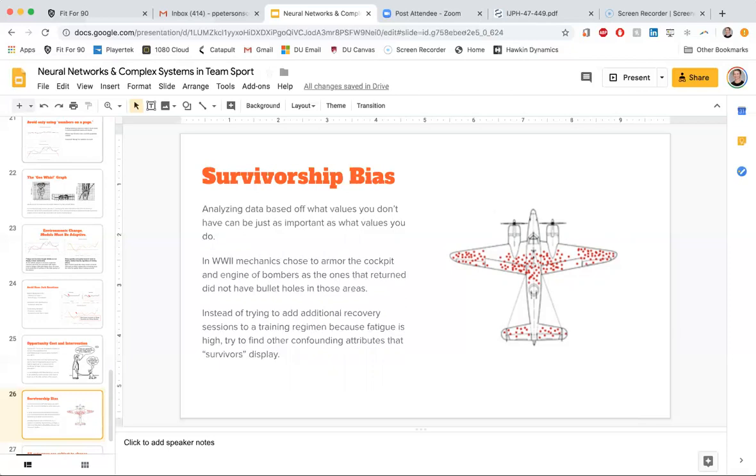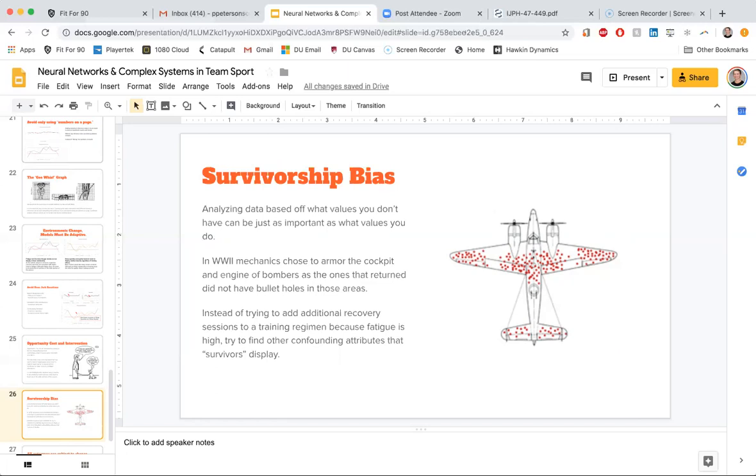But they were still getting the same results for some time after that, of planes getting shot down, until somebody started to realize, hey, maybe the ones that are coming back are doing so because they're not getting shot in these high risk areas such as the cockpit and engine. So we should start to armor where there aren't bullet holes as opposed to where they are.